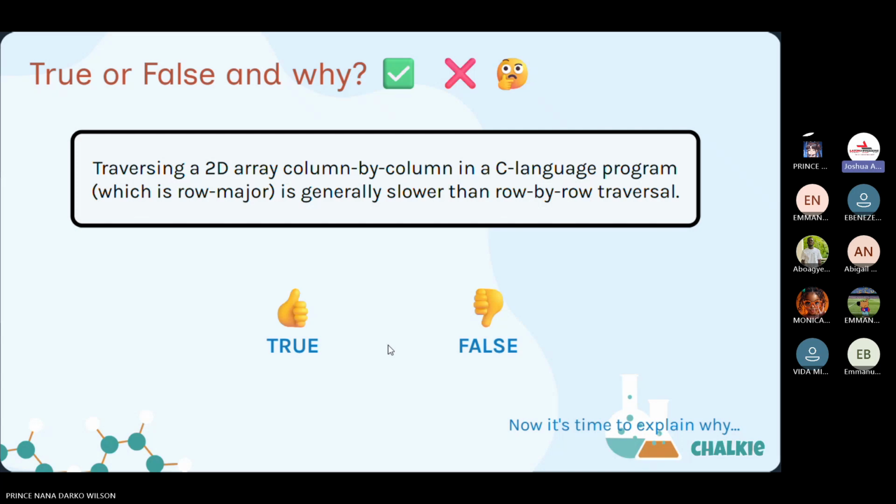Because the column to column traversal, I think it processes data. I don't know how to say it. It accesses data faster. Like it accesses data faster, right? Yes. Okay, okay.